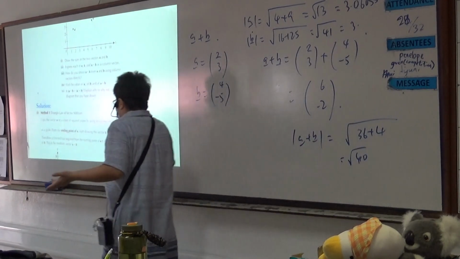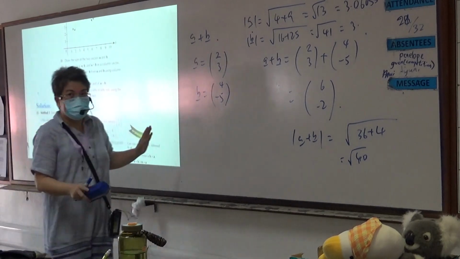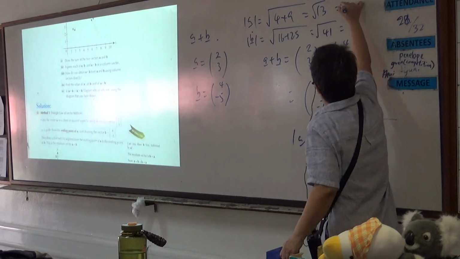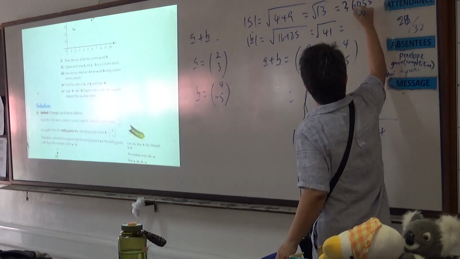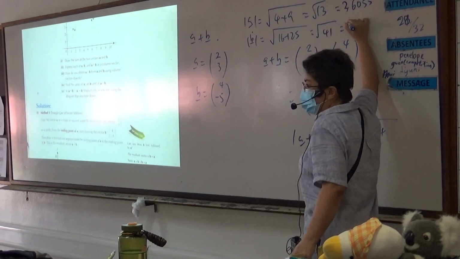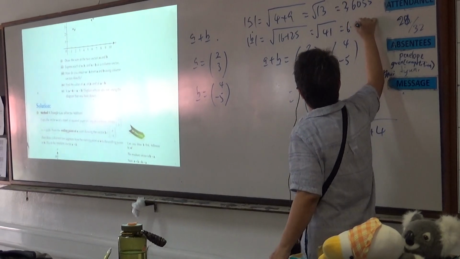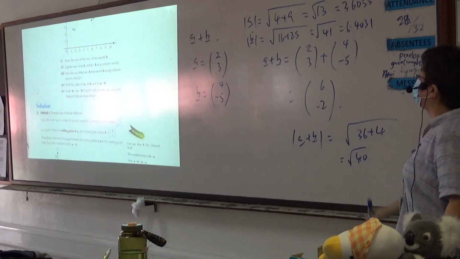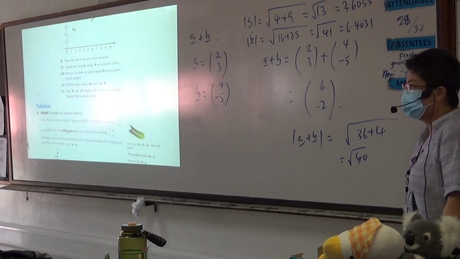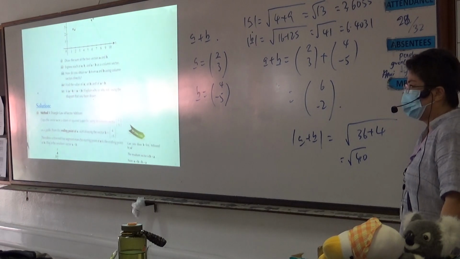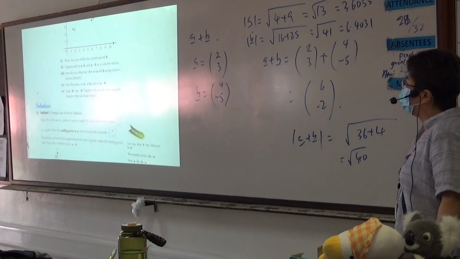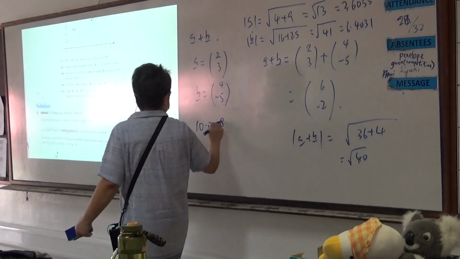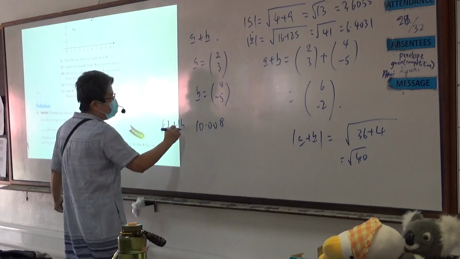Say properly. Okay, the first one, 3.6055. Second one, 6.4031. Add together these two please. 10.008. That means magnitude A plus magnitude B is this one, right?